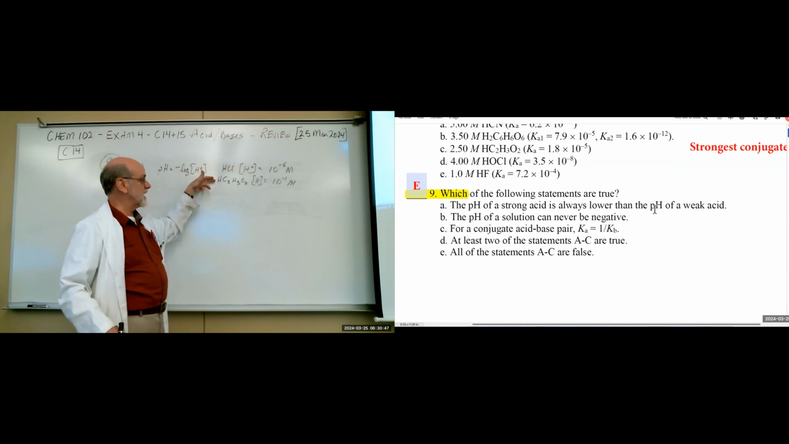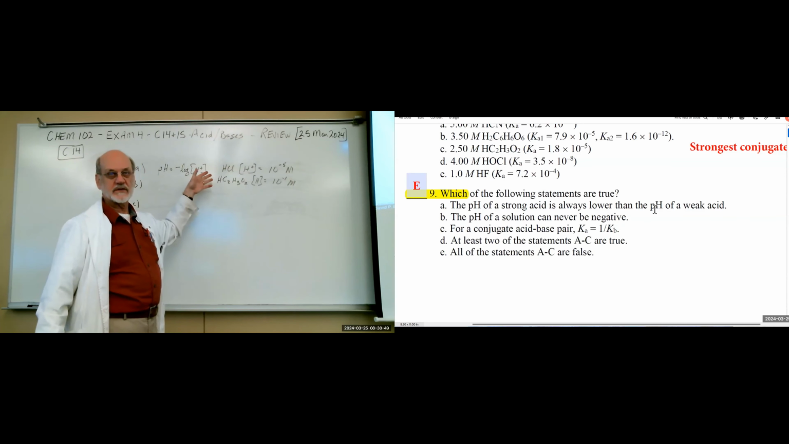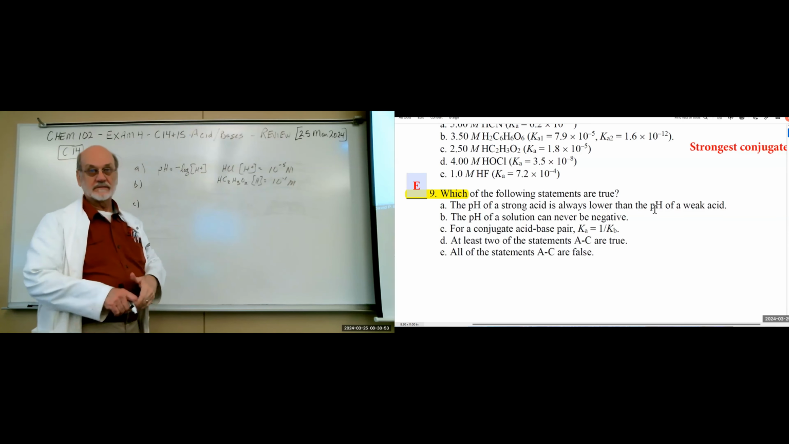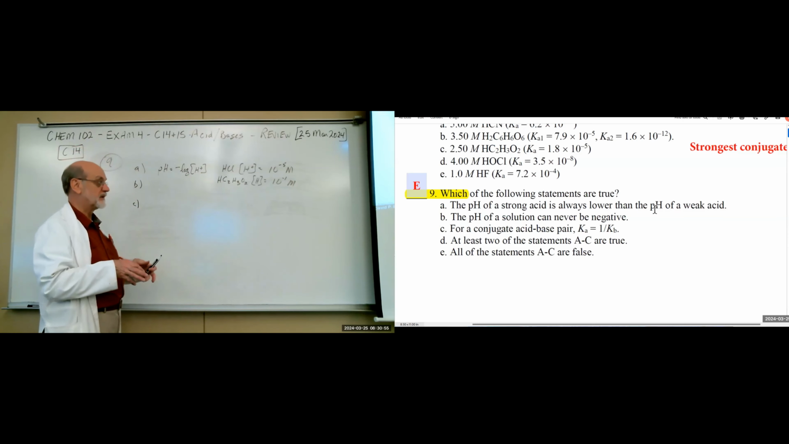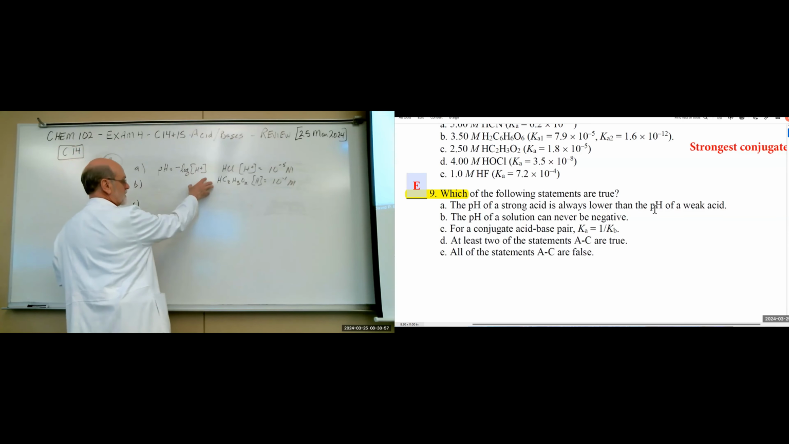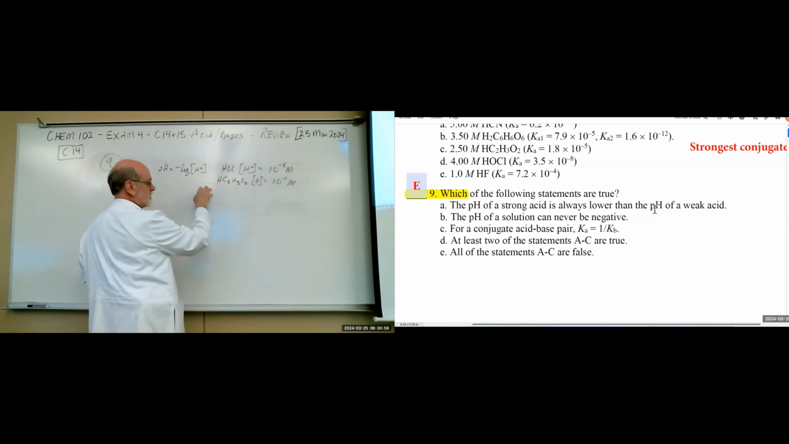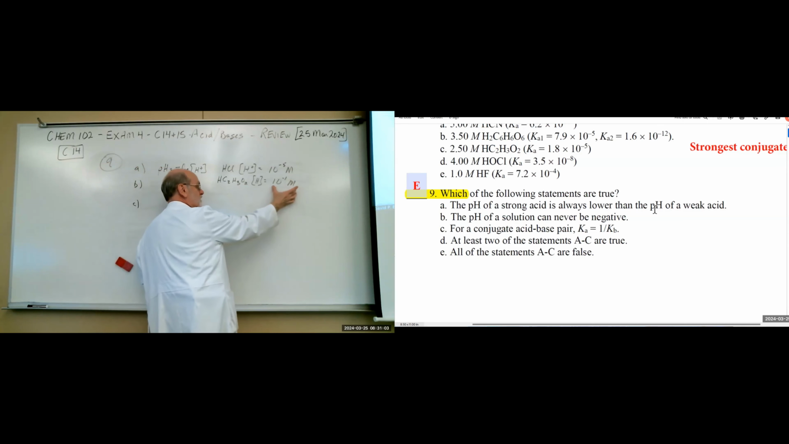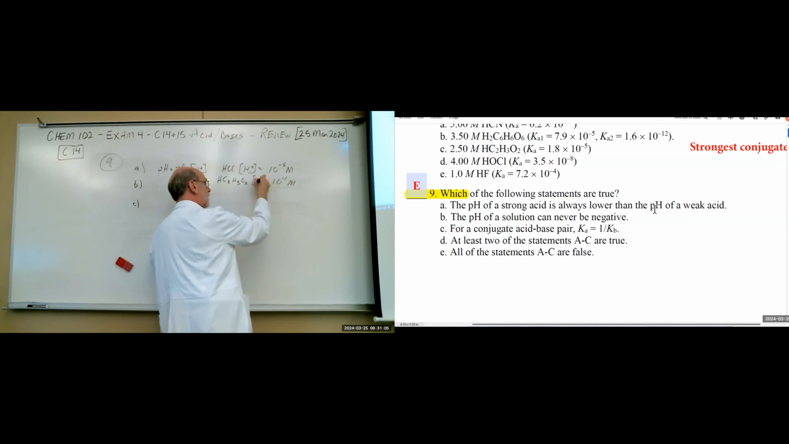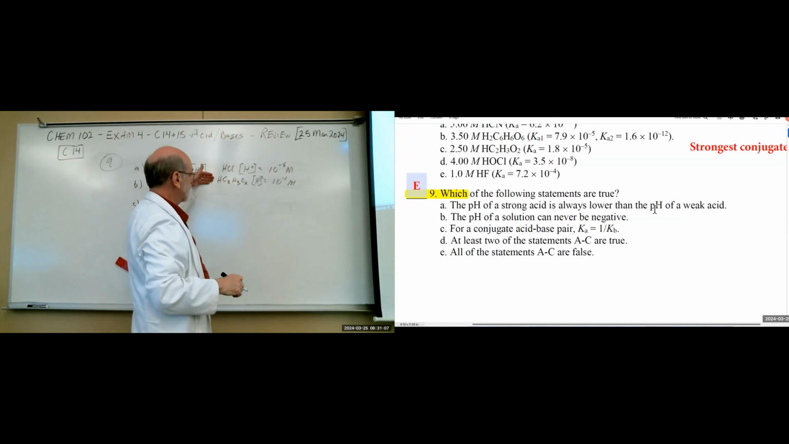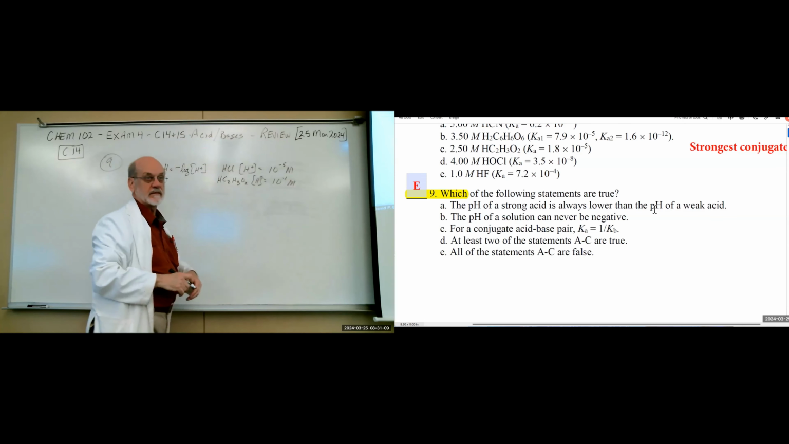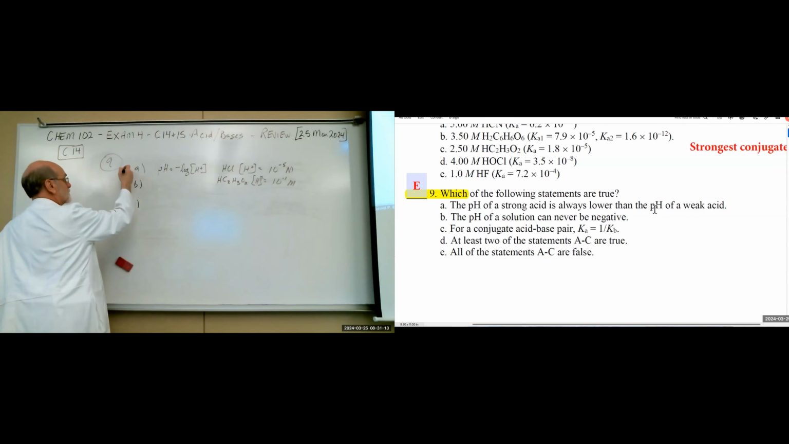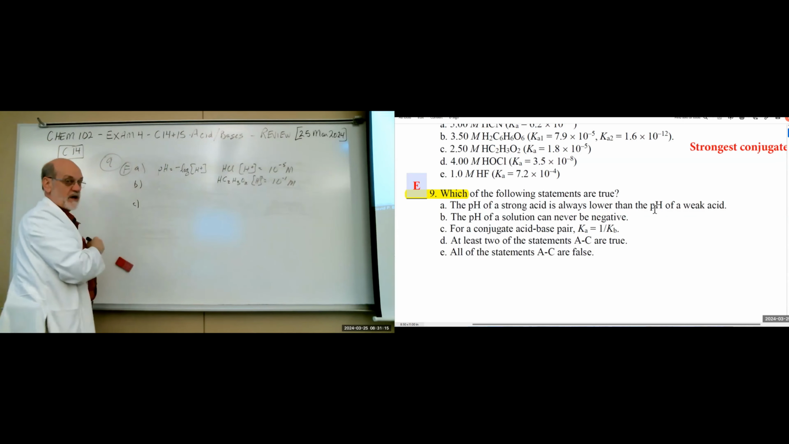Well, this one essentially has a Ka of infinity. But this one has a Ka we just said is 1.8 times 10 to the minus 5. But the concentration determines the pH, the concentration of hydrogen ions. So if we get this acetic acid concentrated enough, we can get the concentration of hydrogen ions up so high that the pH is much lower than hydrochloric acid. So that means A is false. That's not a true statement.